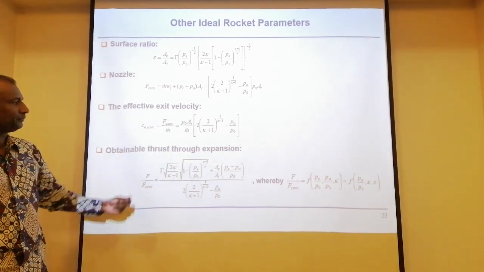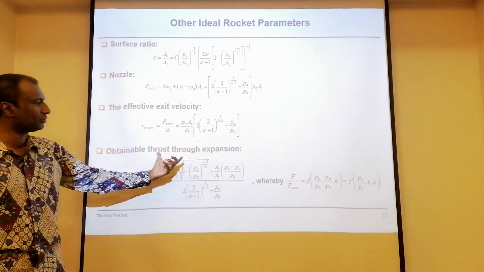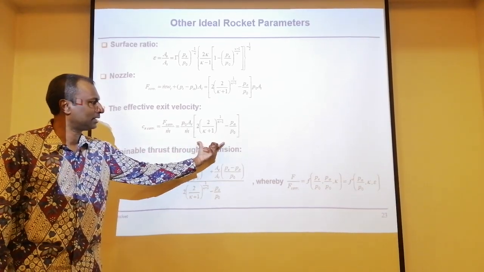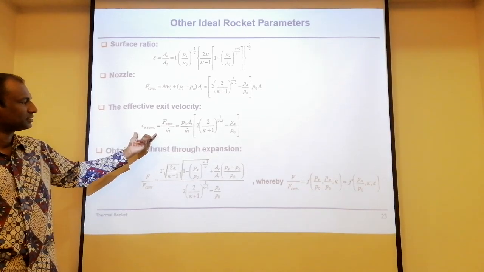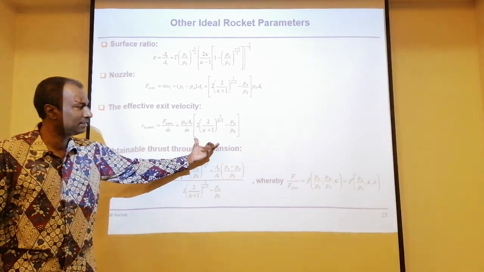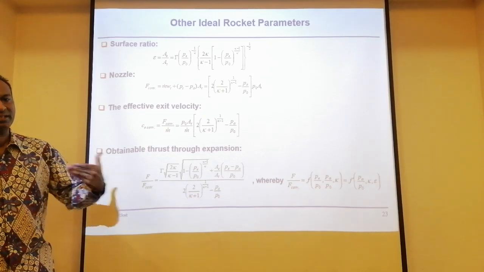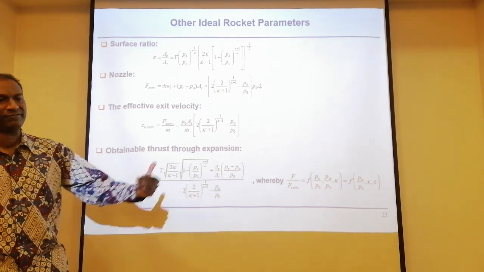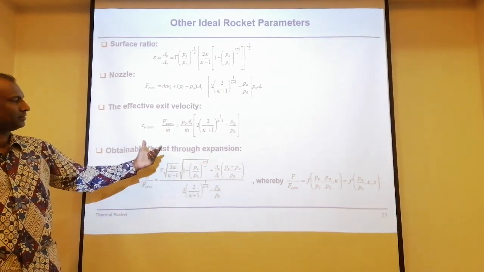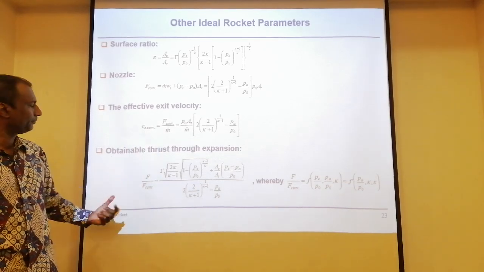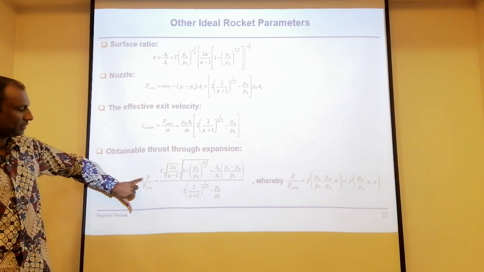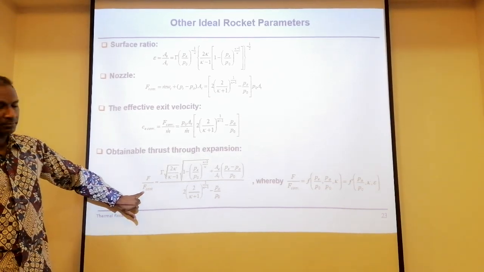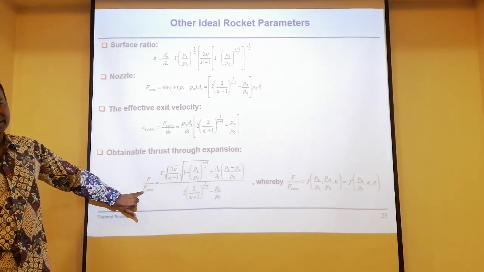Effective exit velocity can also be calculated in terms of this. Now, why can we calculate it here? This is basically at the convergence. At the convergence, we can calculate, but the exact effective exit velocity will finally be different than even here, for sure. Okay. Then the thrust through the expansion, again the exact thrust over the exact convergence.